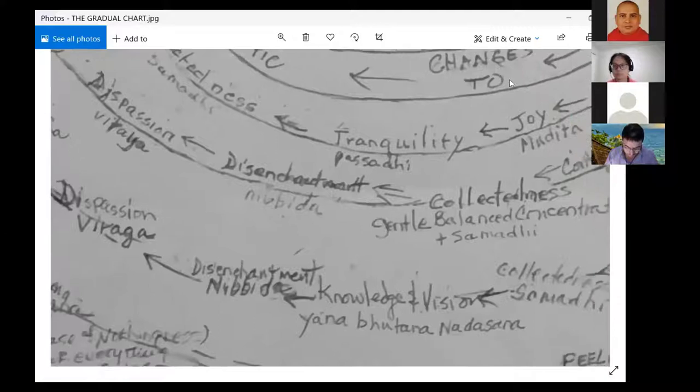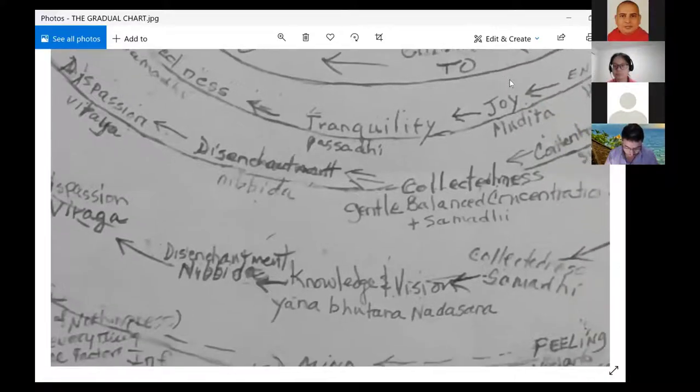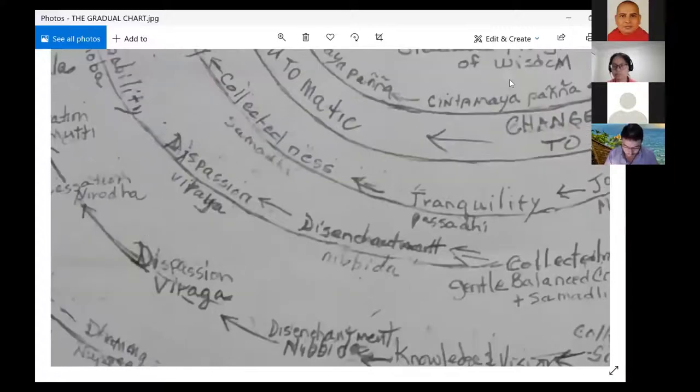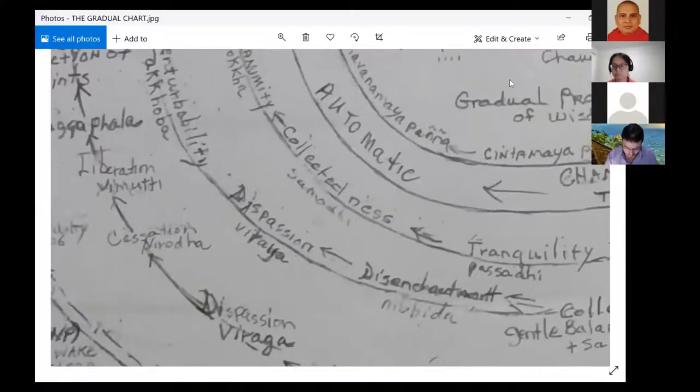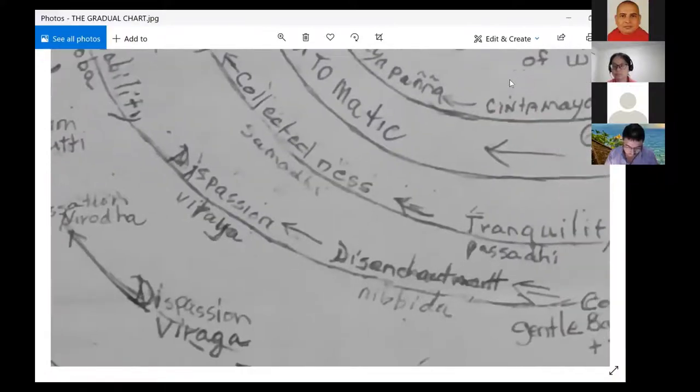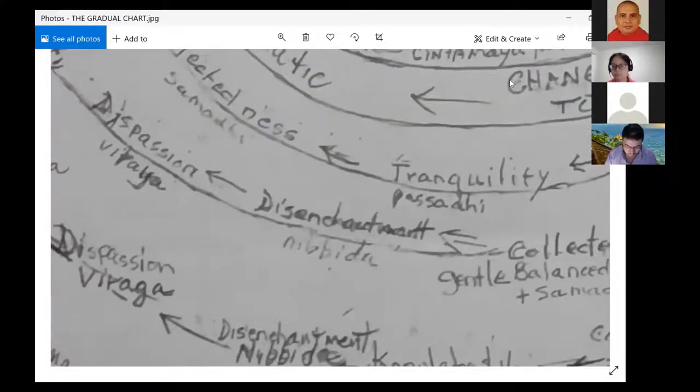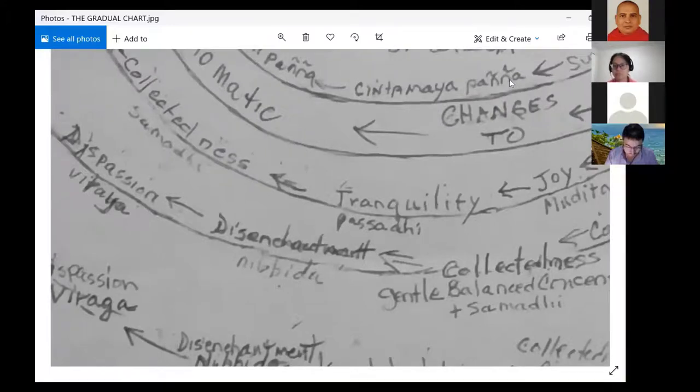The next word for the level of equanimity is the disenchantment section that you move into, which is nibbida, and then into dispassion, which is even deeper. And disenchantment really means you're disenchanted with unskillful sights, sounds, smells, tastes, actions, and thoughts. You're more enchanted with finding out how far this goes.